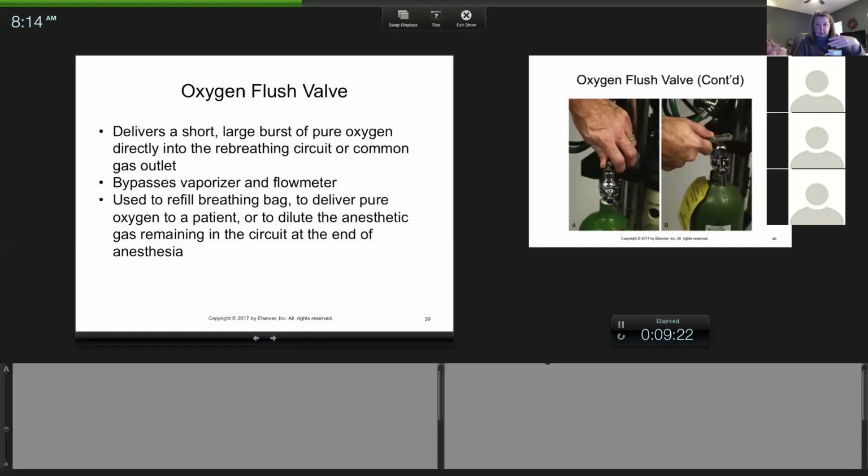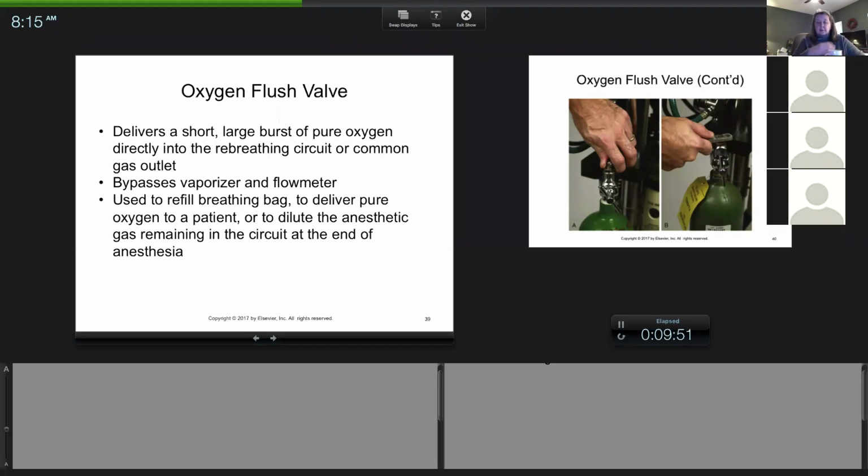And that'll make them lighter. If I'm doing CPR, if we have an arrest and I have to dilute out anesthetic, I can hit the flush valve. When I check my machine in the morning and I want to fill it up, you have to pressurize the system when you check it, I'll hit the flush valve. But I never use the flush valve when I have a patient under anesthesia during a procedure. And that's a rule that you need to know.